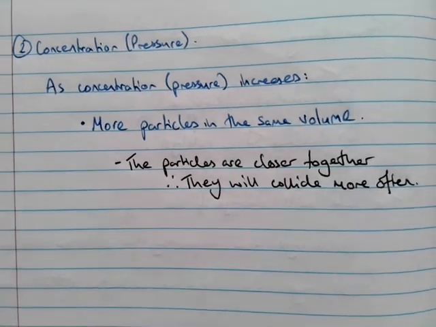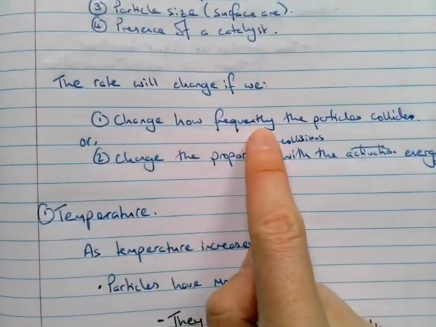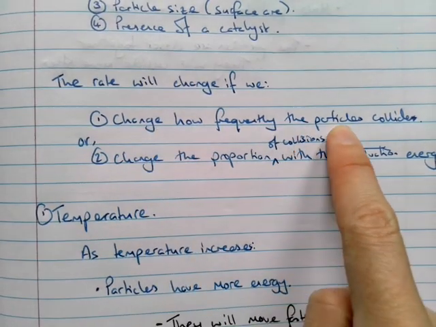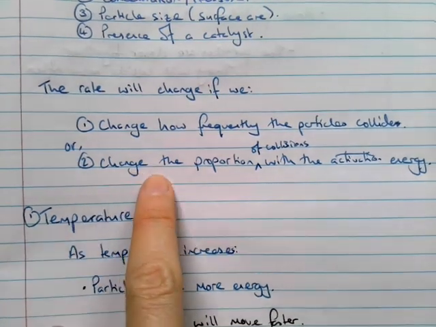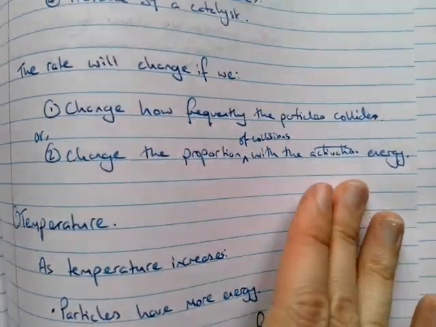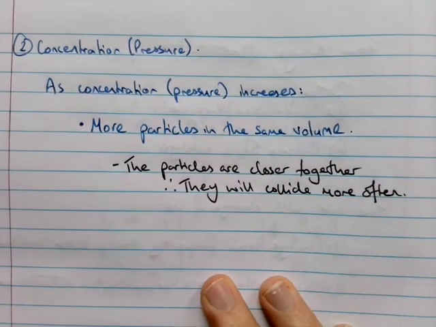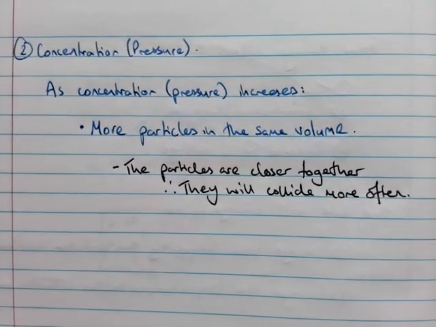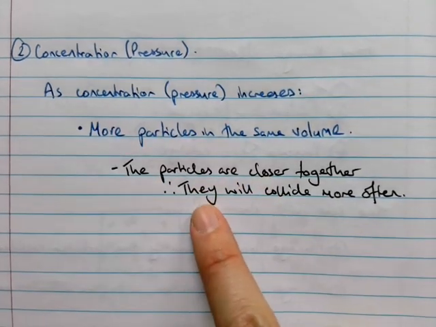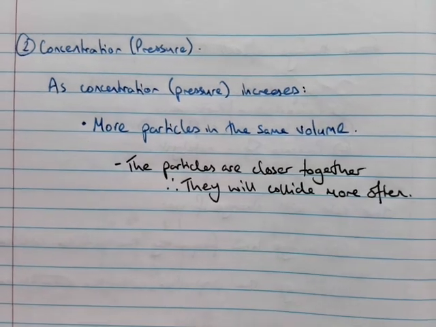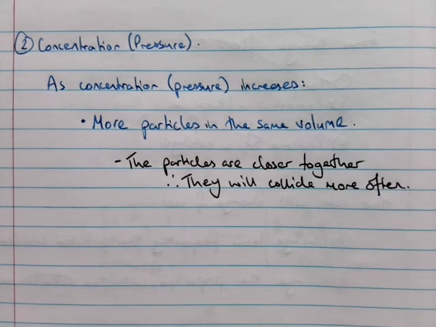Now, what we've got is our two requirements to change the rate of reaction. We've changed the frequency of the particles colliding because they're closer together, so they collide more often. Now, are we going to change the proportion of collisions with the activation energy by doing this? Well, no, because I haven't done anything to the energy. I've made no changes to energy. All I'm doing is making the particles closer together, which means they collide more often. So there is nothing to do with energy here. We don't need to worry about that. This is simpler than temperature.